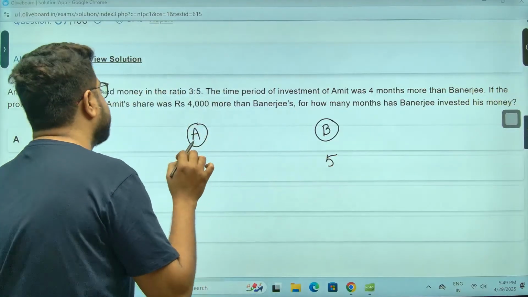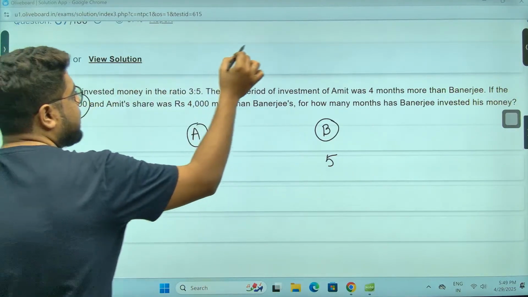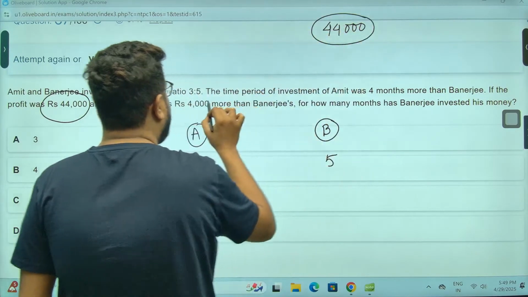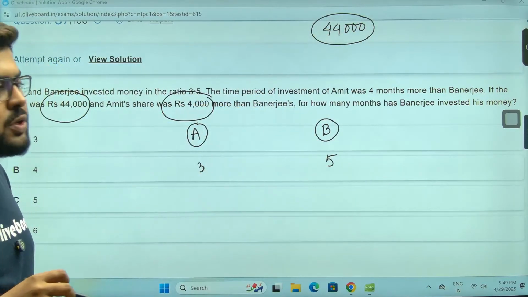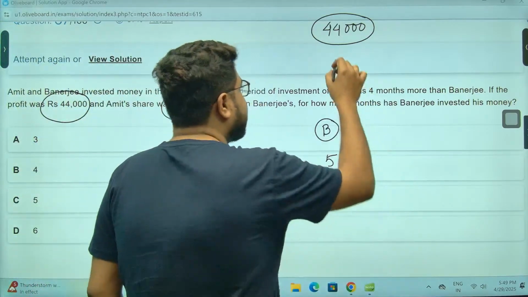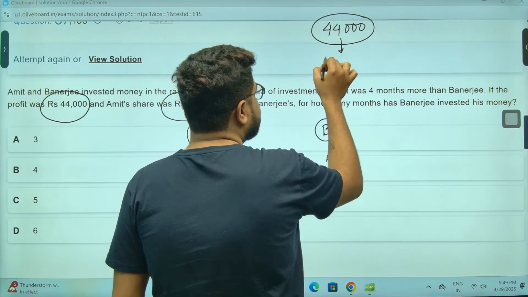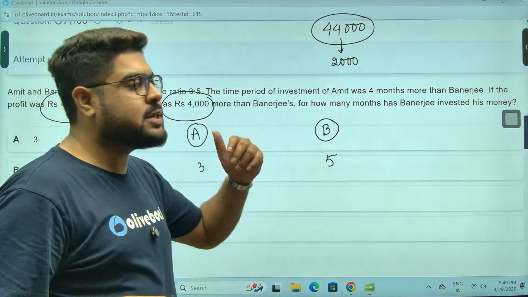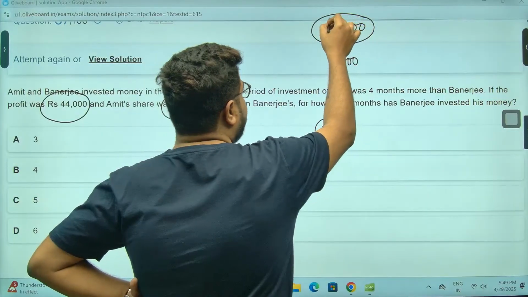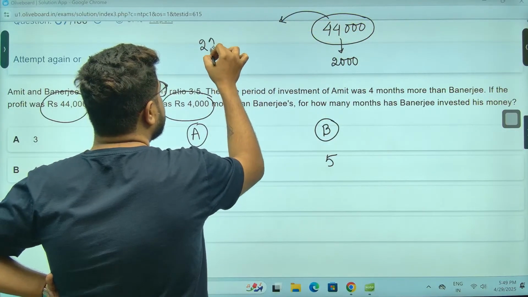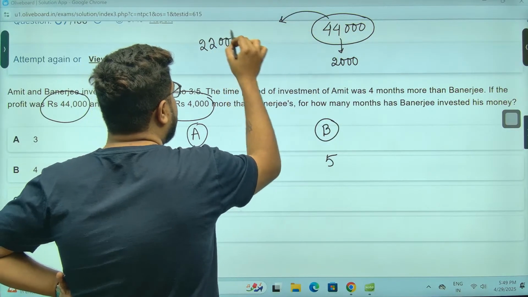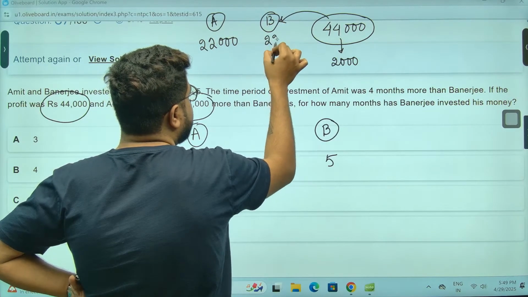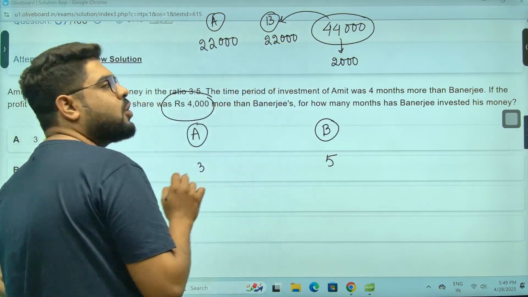3:5. Understand, sir. Total profit is 44,000, no, sir? And sir, one got 4,000 more than the other. So I told you this technique. Sir, 4,000 more means that is 2,000. If you divide 4,000 by 2, it is 2,000. So the half of this is 22,000 each. 22,000 for Amit, 22,000 for Banerjee.